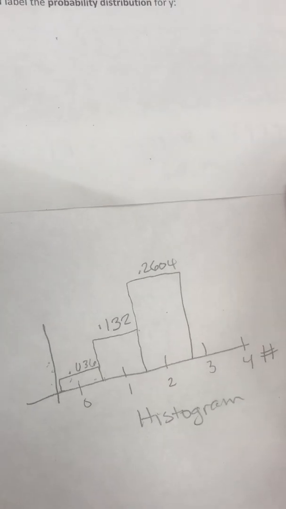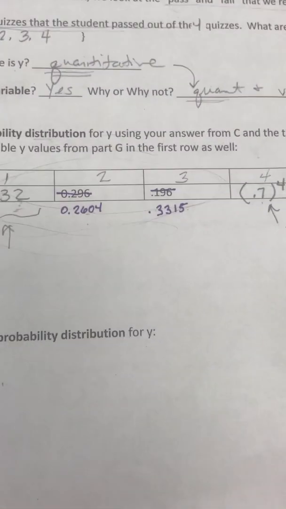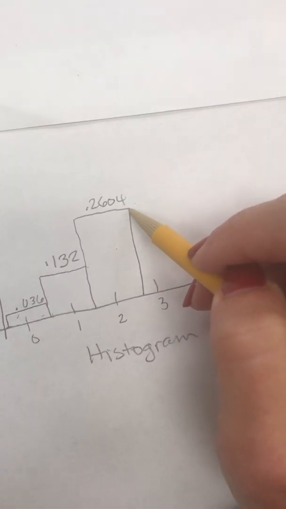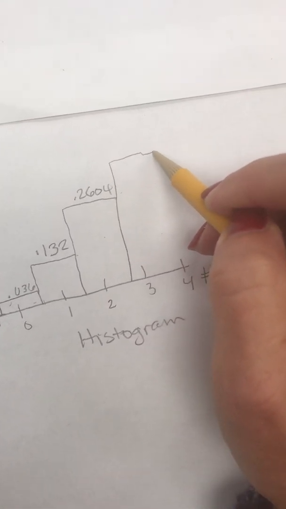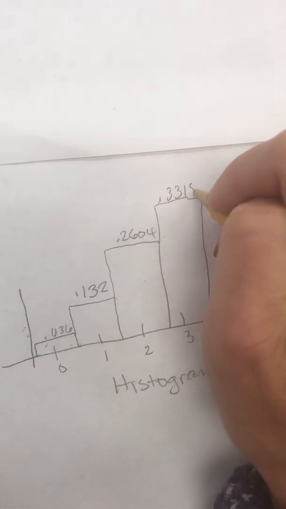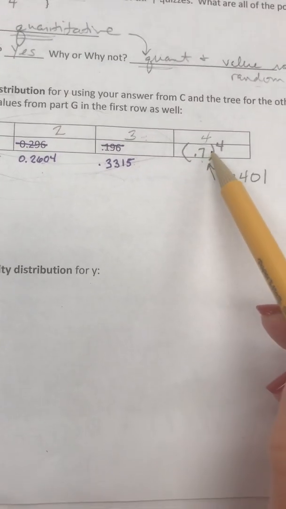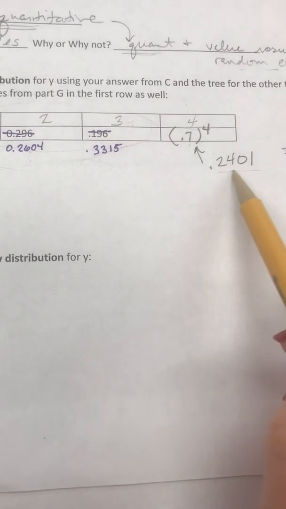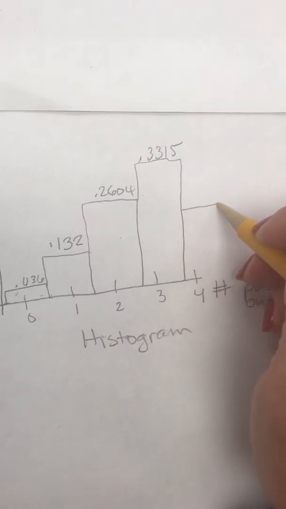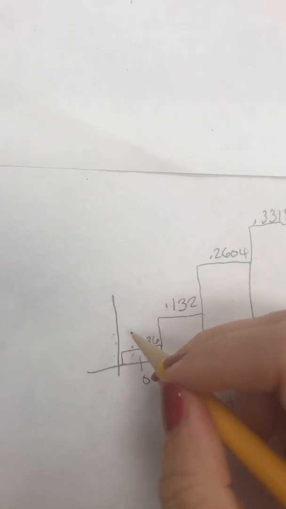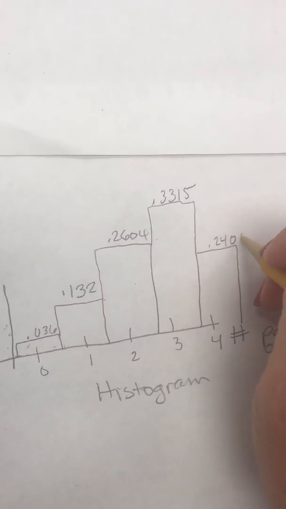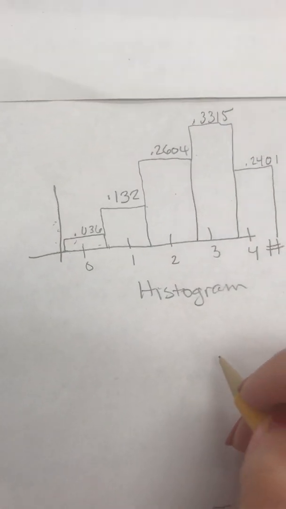Then I have the likelihood that I passed exactly 3 of the 4 quizzes, so we're going to increase this by a little bit. Oh, this is just not an art major, but that's okay. And then the probability that I pass all 4 is about 24% of the time, so a little bit underneath this guy. These are supposed to be all equal size bins in width.